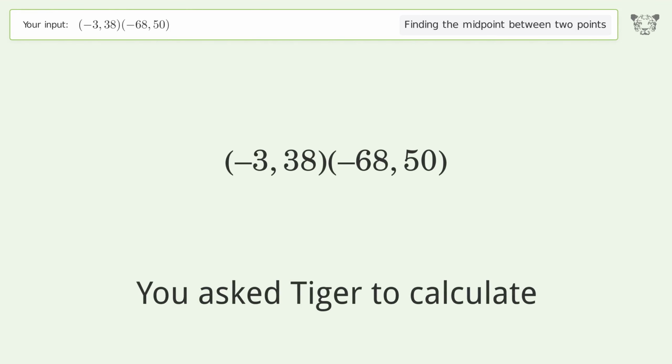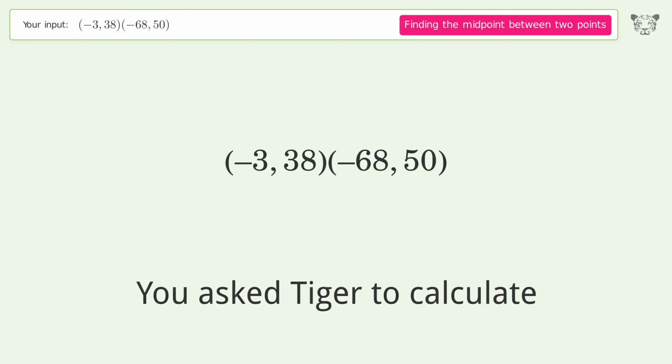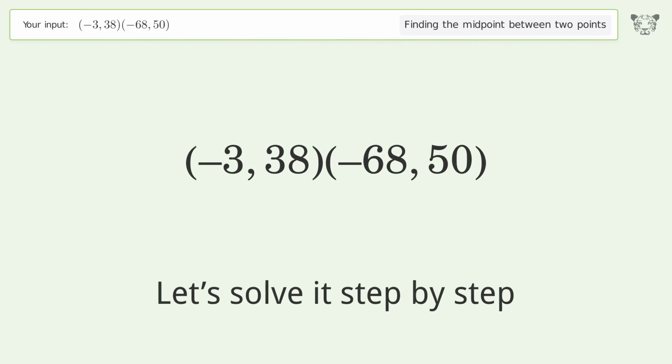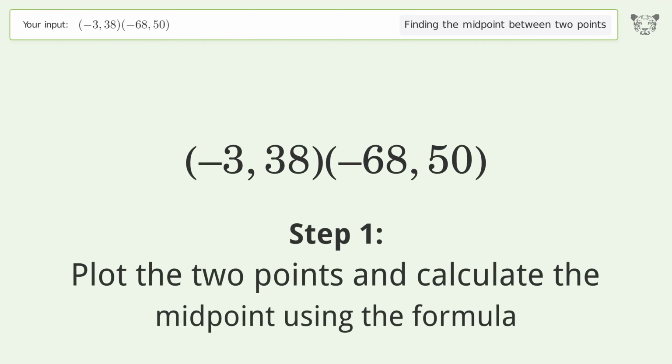You ask Tiger to calculate. This deals with finding the midpoint between 2 points. The midpoint between the 2 points is negative 35.5, 44. Let's solve it step by step. Plot the 2 points and calculate the midpoint using the formula.